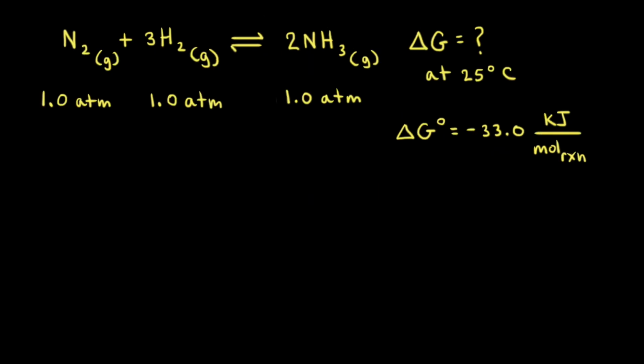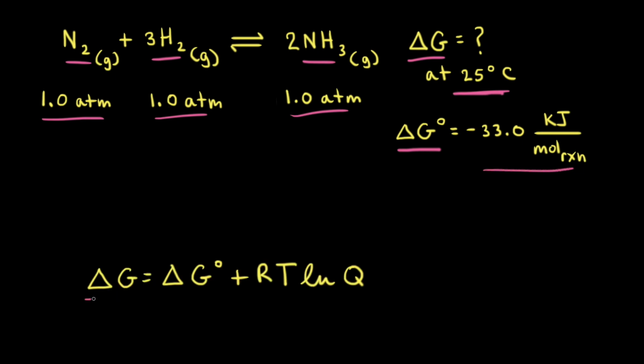Next, let's calculate delta G for a chemical reaction. This is the reaction for the synthesis of ammonia gas from nitrogen gas and hydrogen gas. Our goal is to calculate delta G at 25 degrees Celsius at the moment in time when the partial pressures of all three gases are 1 atmosphere. So 1 atmosphere for nitrogen, for hydrogen, and for ammonia. At 25 degrees Celsius, delta G naught for this reaction is equal to negative 33.0 kilojoules per mole of reaction. So our goal is to calculate delta G, and we know delta G naught, but we need to figure out what Q is at this moment in time when the partial pressures of all the gases are 1 atmosphere.